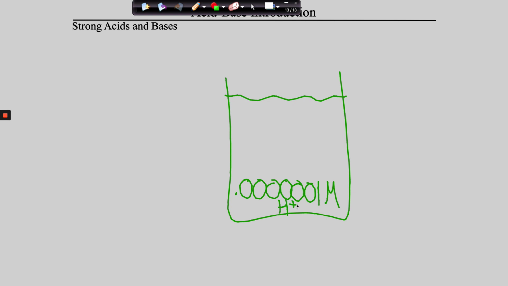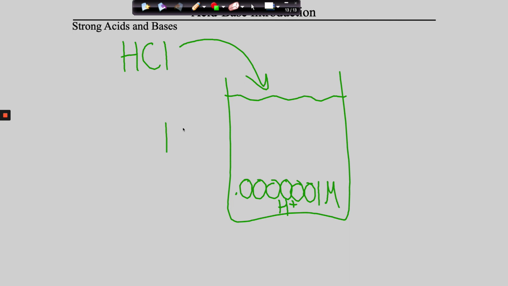Now guys, here's what we're going to do. We are going to dump in, technically bubble in, a large amount of HCl. Now let's give this some numbers.